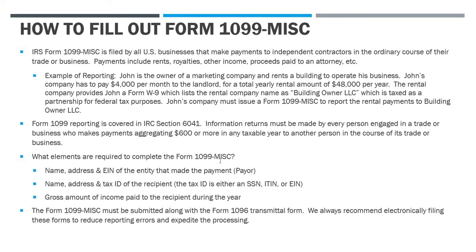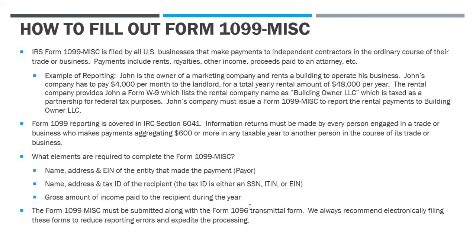So what's recorded on the form: name, address, and EIN of the entity or person making the payment. Then you have the information on the recipient, so who's receiving the funds. Before you start making payments and before you file this, you should get a W-9 so that the individual or the company can confirm to you the legal owner name, the tax ID number, and the address, because you'll need all that information to report the 1099 Miscellaneous. And then the 1099s are all submitted with a 1096 transmittal form.